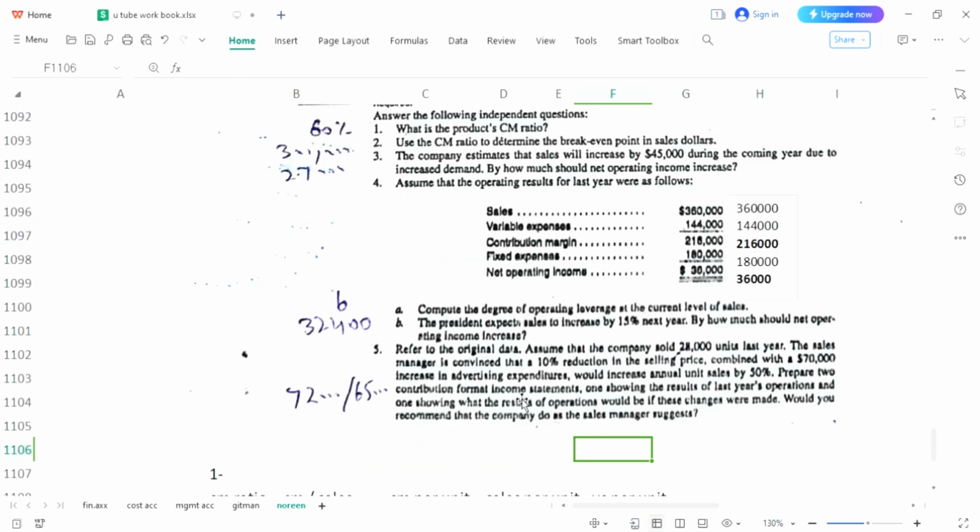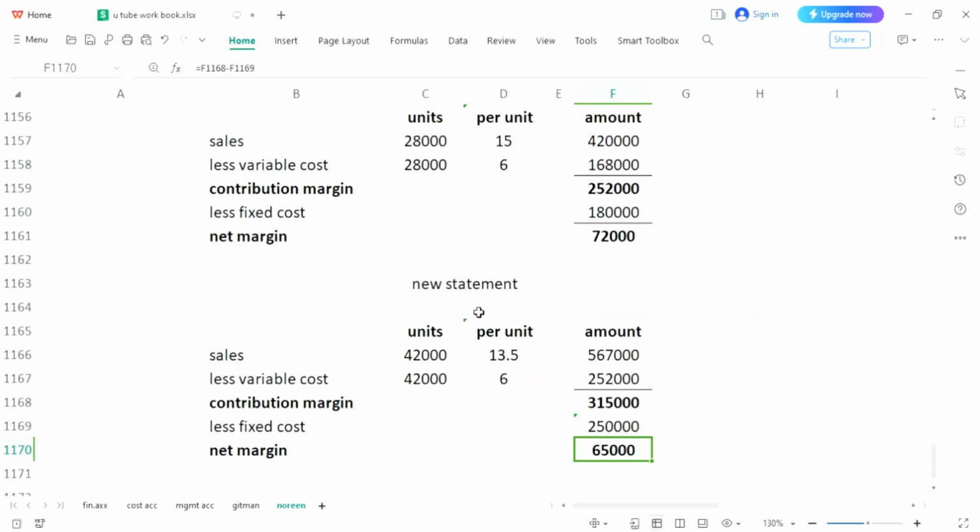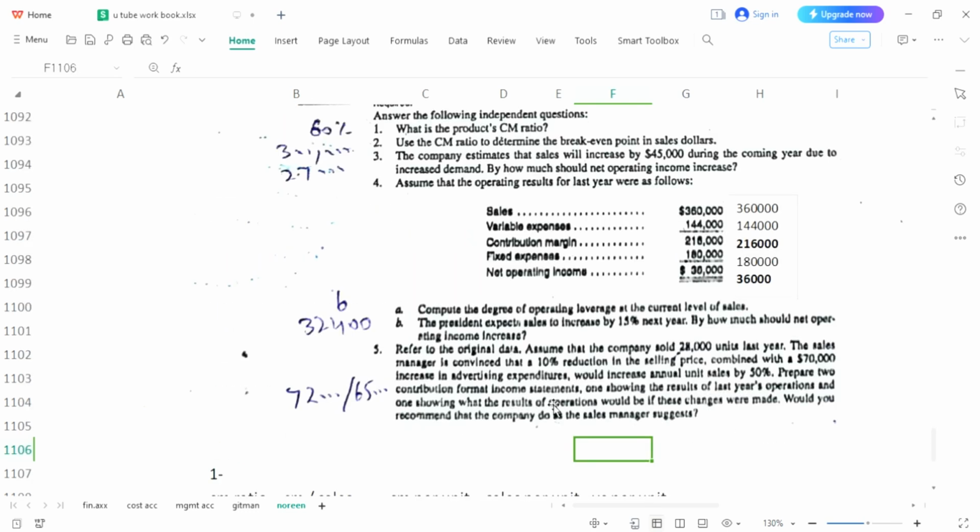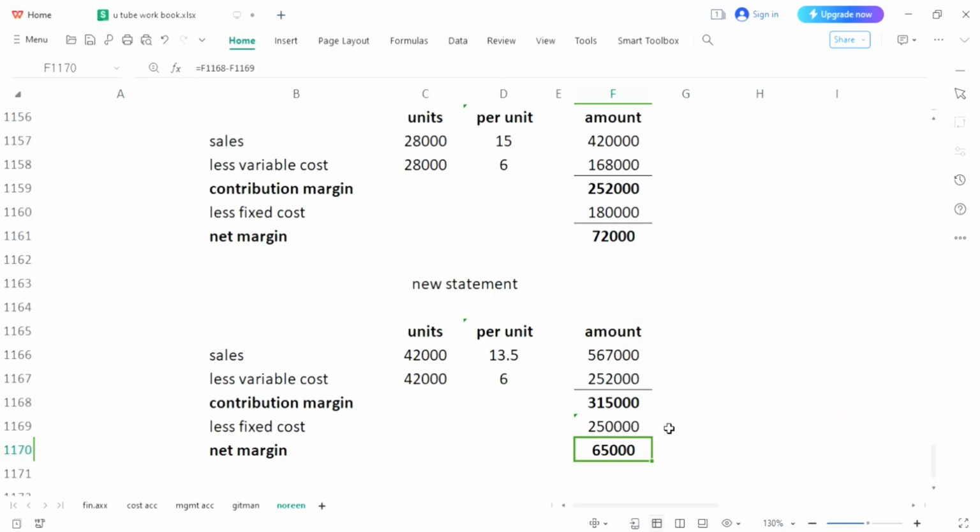Come to the question. You can see 72,000 and 65,000 is mentioned over here. It means all our points have been sorted out, and the fifth place 72, 65,000 also matched. If these changes are made, would you recommend that the company do as the sales manager suggests? Now it's a simple thing, you will be deciding it. This was your old statement. We can mention over here that the old statement was showing this, and this is your new statement here. You will be writing new.